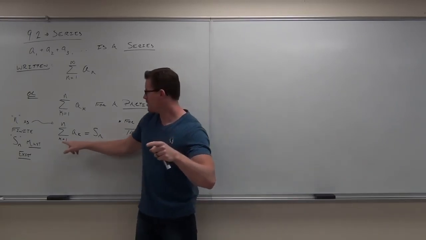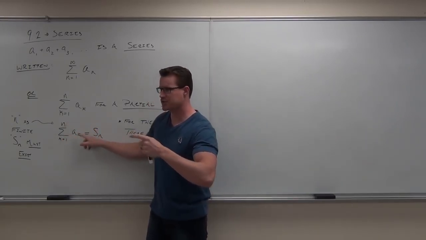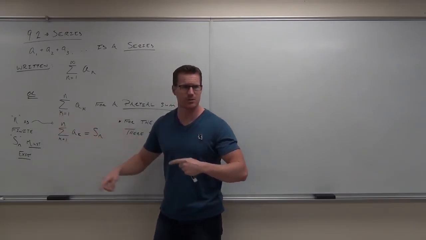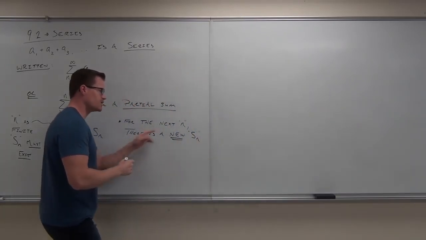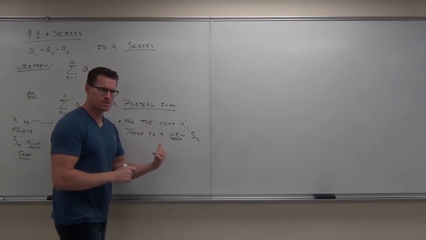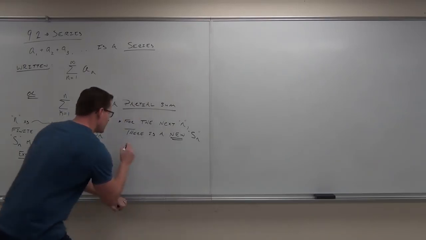If I get a different partial sum, then check this out. This is pretty cool. If I just go from 1 to 1, I'm going to have a partial sum. 1 to 2, partial sum. 1 to 3, partial sum. 1 to 4, partial sum. 1 to 5, partial sum. So for every additional n, I get a new s of n. This creates a sequence of partial sums. Do you get that idea? That's kind of cool, right? That's weird. That's why we cover sequences.